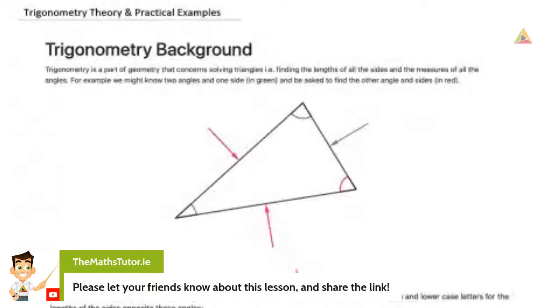Cycle ordinary level on trigonometry theory and some practical examples. So we're going to go through the trigonometry background, and then afterwards we're going to go to some exam questions and do out their solutions.